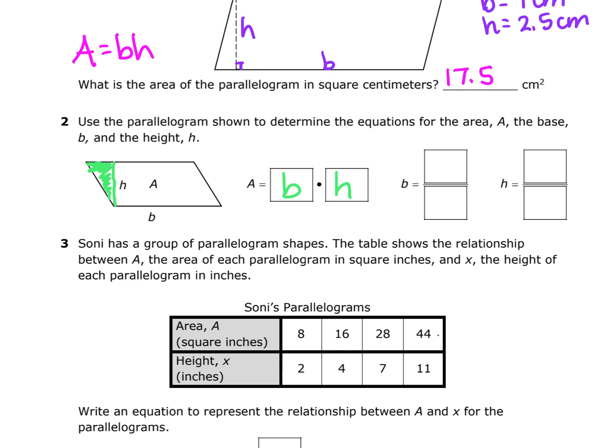So when we're trying to find the base, we're going to have base equals area divided by height. And then the last one is we're trying to find the height. So that one is going to be area divided by the base. All right, let's look at number 3.